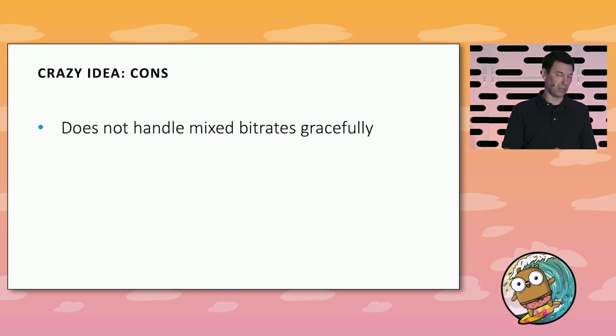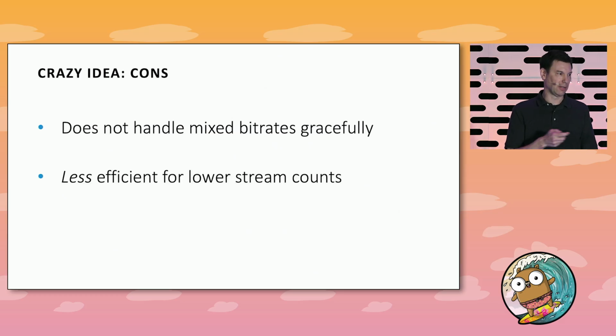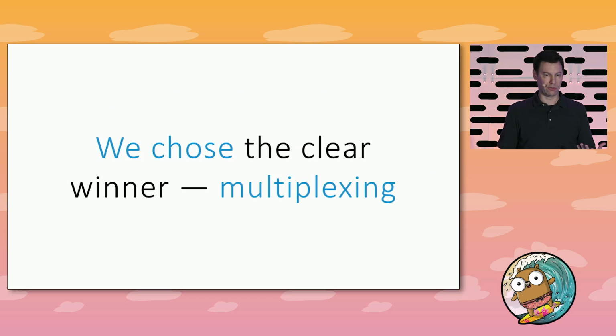And we are not always at full capacity, and it was less efficient on the left-hand edge, so that's not great either. So we decided to go forward with the multiplexing approach because it wins on all measures, except the complexity one. But it's not that bad. We documented it. We have unit tests for it, so it's worth it.